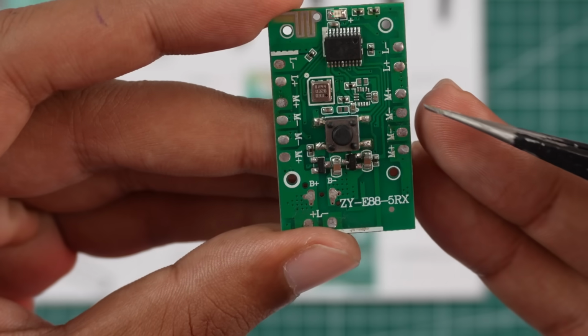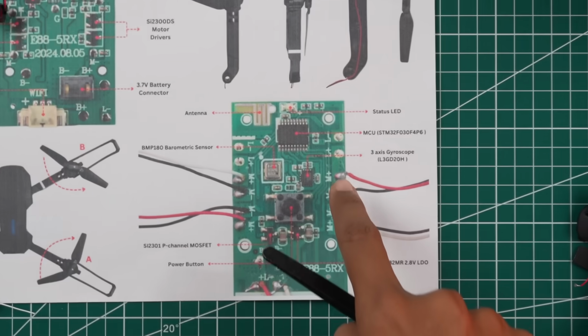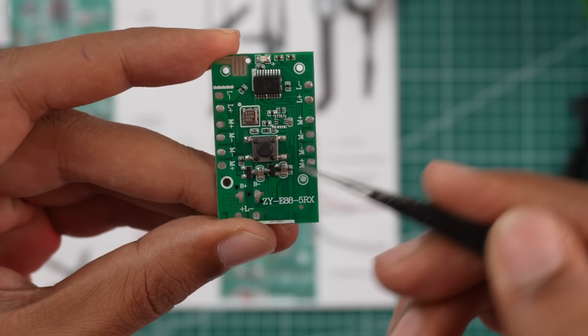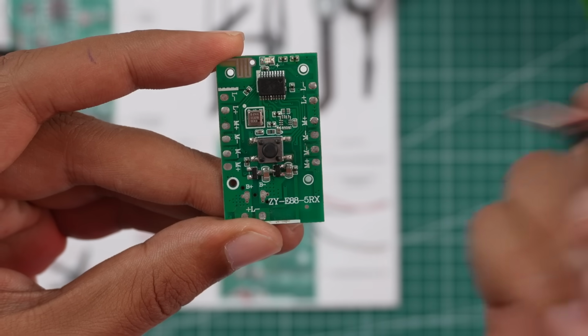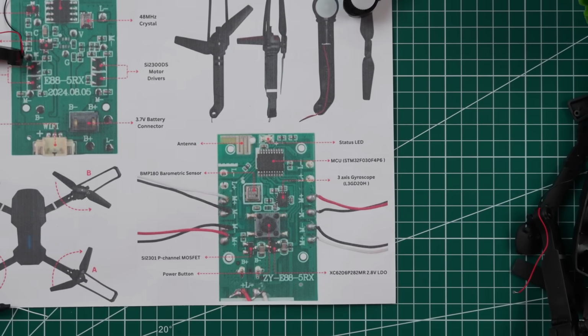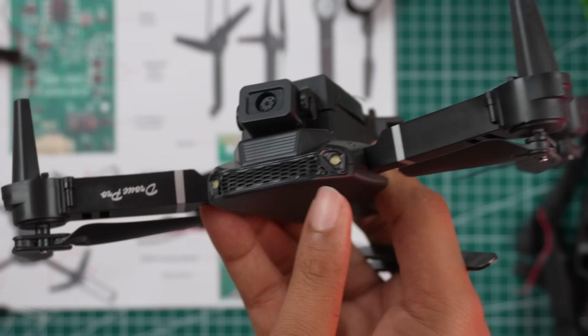Apart from that, you can see these terminals here, which were actually connected to the four motors. You can see 1, 2, 3, 4 sets of positive and negative for the four motors, and then LED positive and negative for the LED lights, which were placed in front of the drone.